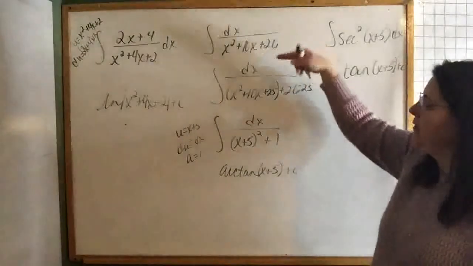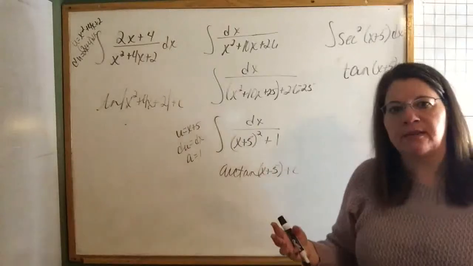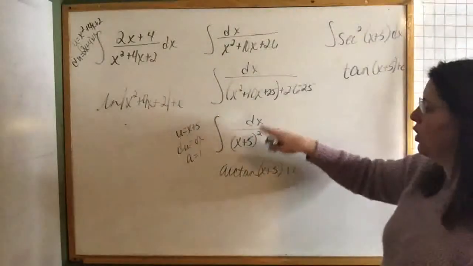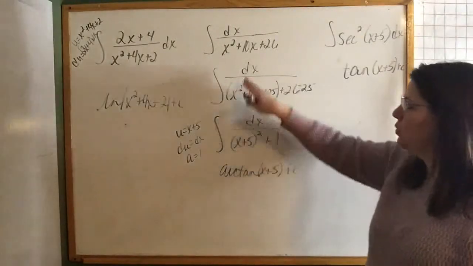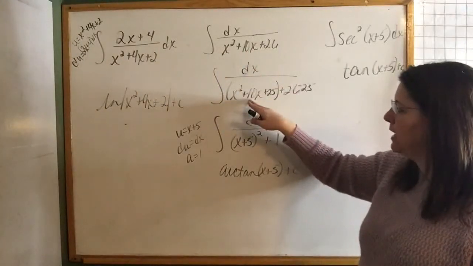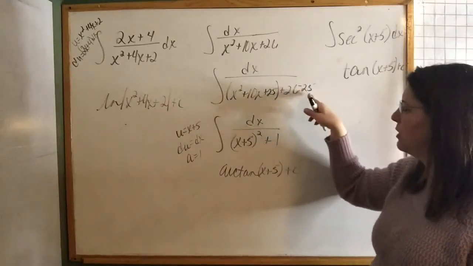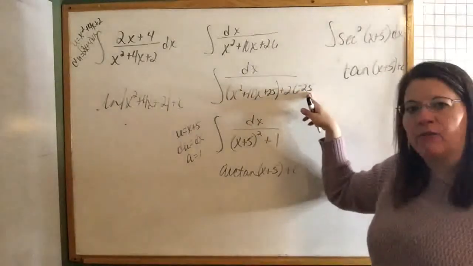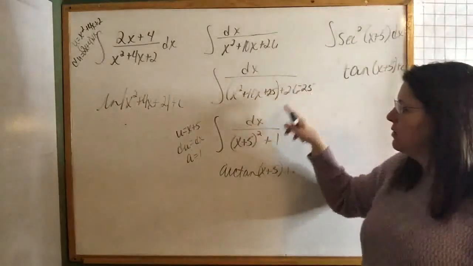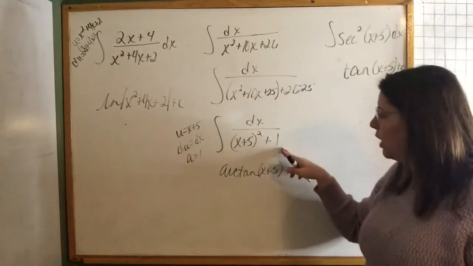For this one, I noticed that I don't have any x squareds or a squareds. I don't have the derivative over the original. I don't have anything special here. So I manipulate this by completing the square to force it to be an arctangent situation. So when I complete the square, I group the first 2 terms here. I take half of 10, which is 5, and square it. It's 25. I add 25 here, so I subtract 25 here so that I offset it, and I've only added 0 to the denominator. So I have dx over x plus 5 squared plus 1, which is left.